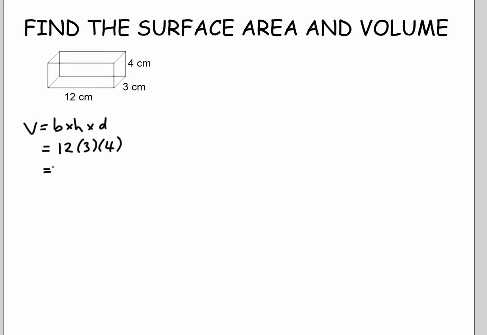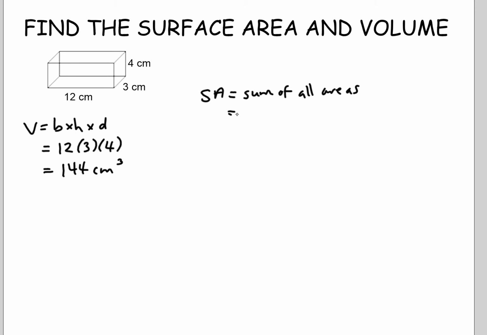And then we're just going to end up multiplying those together. And when we do that, we will get 144. And then remember, volume is centimeters cubed. Now, surface area is a little bit more complicated. So the formula for surface area of a rectangular prism is sum of all areas.